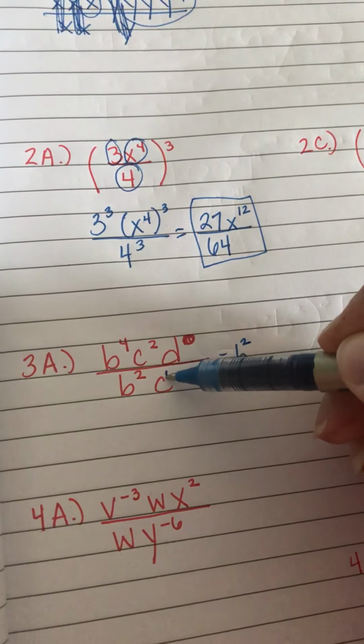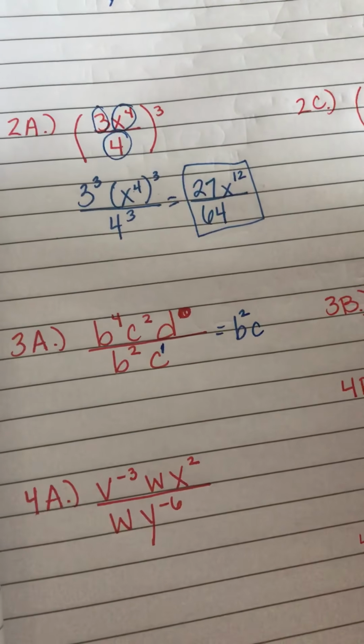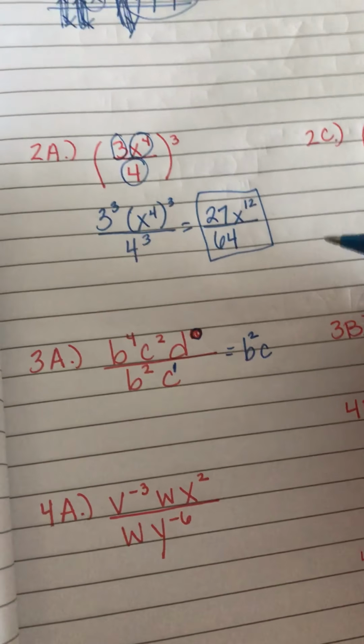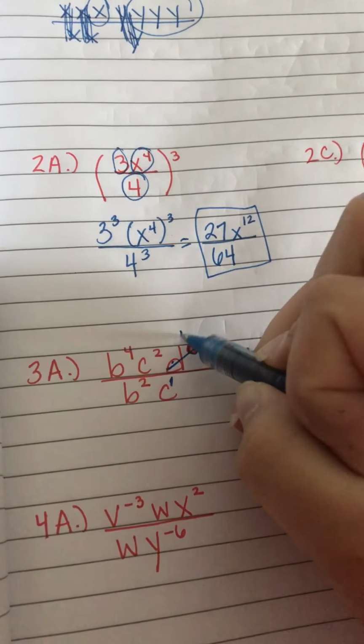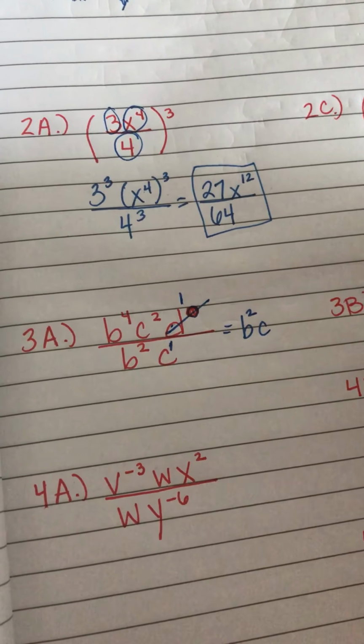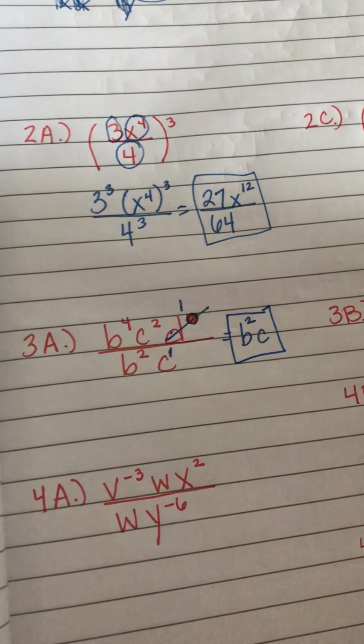C2 and C1, I'm going to subtract 2 minus 1 and just have 1c. And then the d to the 0 power here would make this whole thing equal to 1. And so I don't really need to put it, because anything times 1 is the same thing as itself. So this would be my final answer.